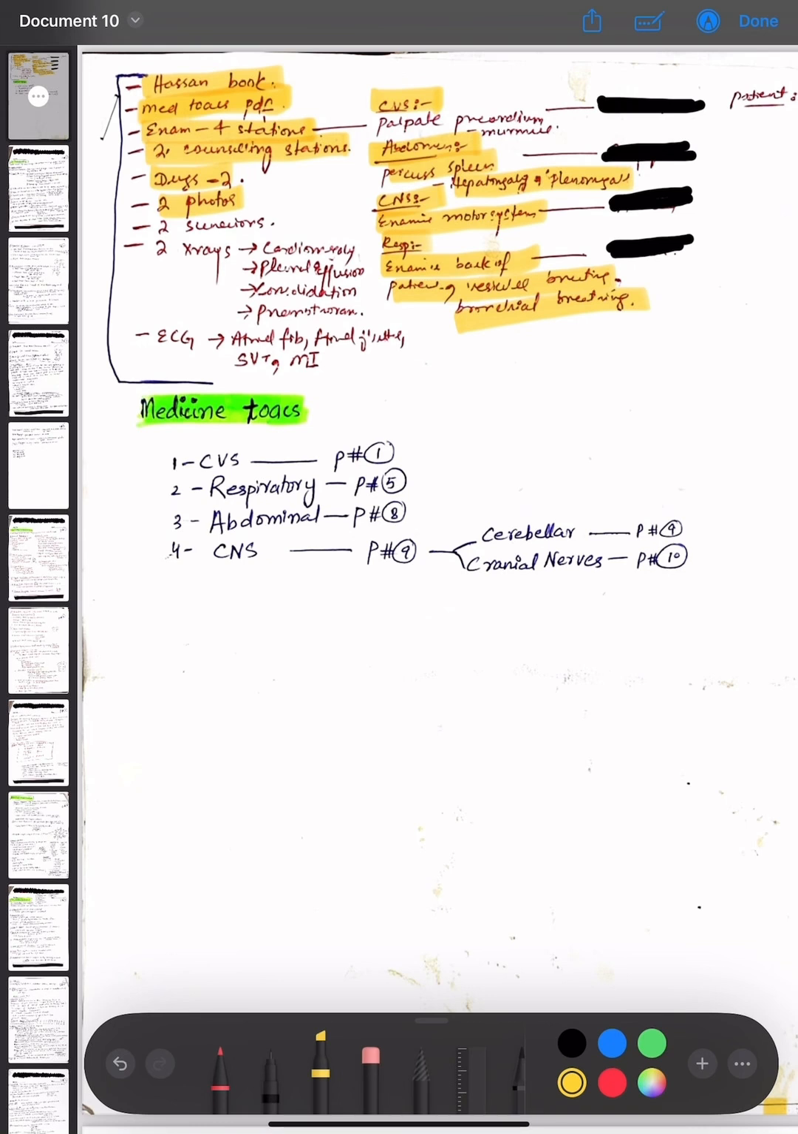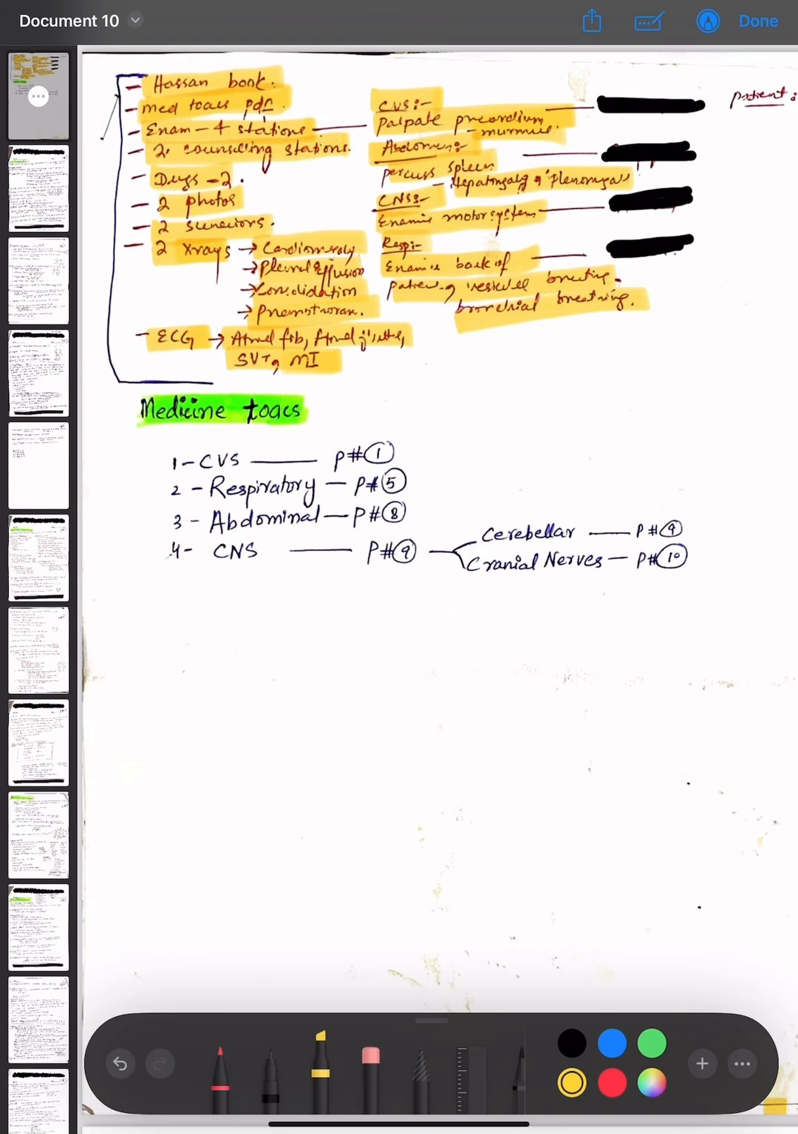Then we have 2 scenarios that we have to write the answer for, and then we have 2 x-rays. The most common x-rays present there are of cardiomegaly, pleural effusion, consolidation, and pneumothorax. Then we have the ECG, in which we have to write about atrial fibrillation. The 2 stations are of ECG, and the important ECGs are atrial fibrillation, atrial flutter, SVT, and MI.